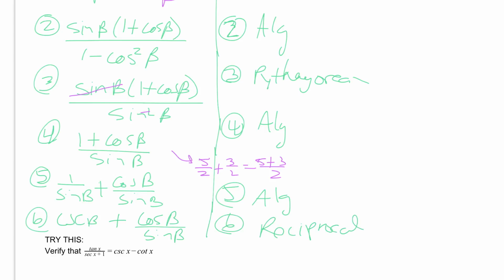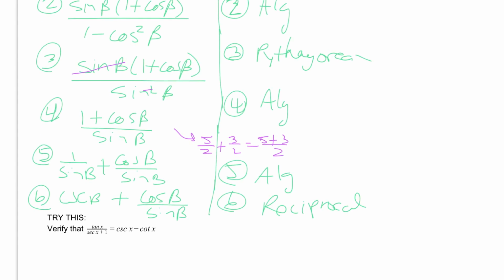And I have one more rule. One more step here. Number 7. Now I can change my cosine over sine. So I have cosecant beta plus cosine over sine is cotangent beta. And that was using my quotient identity.